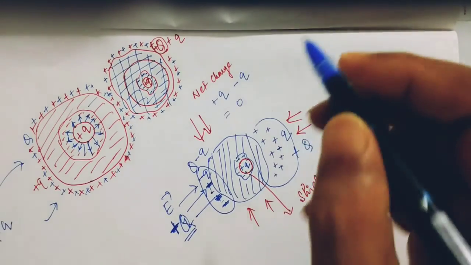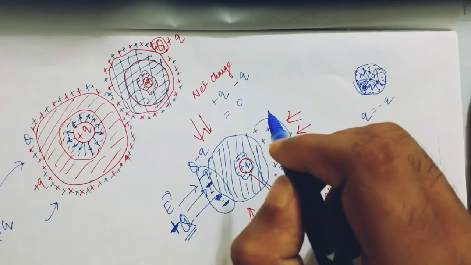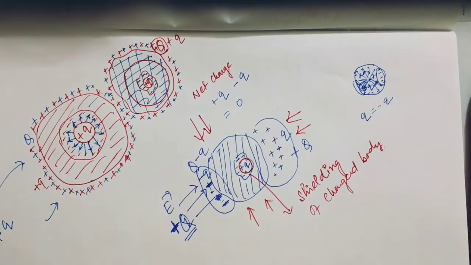So this is the cavity phenomenon by which we can shield any charged body. For example, in a practical MRI machine and an induction heater, we put a Faraday cage like this. So this is the shielding property.